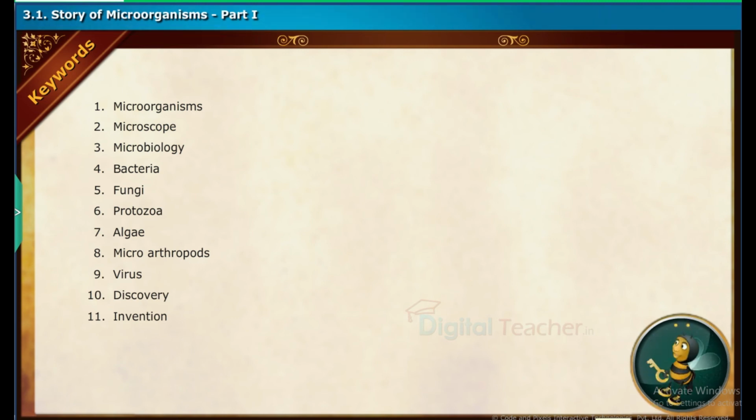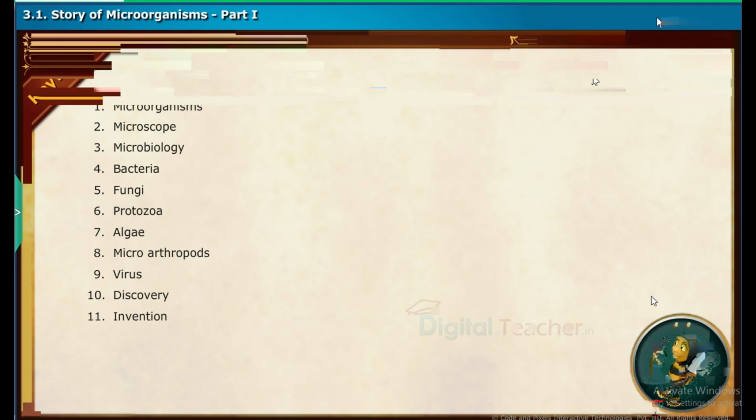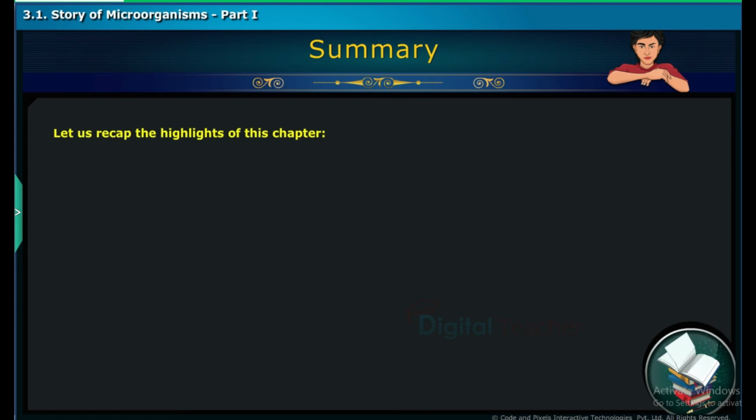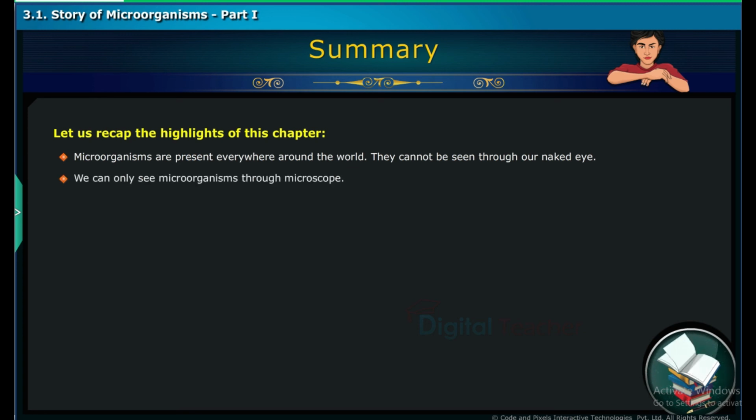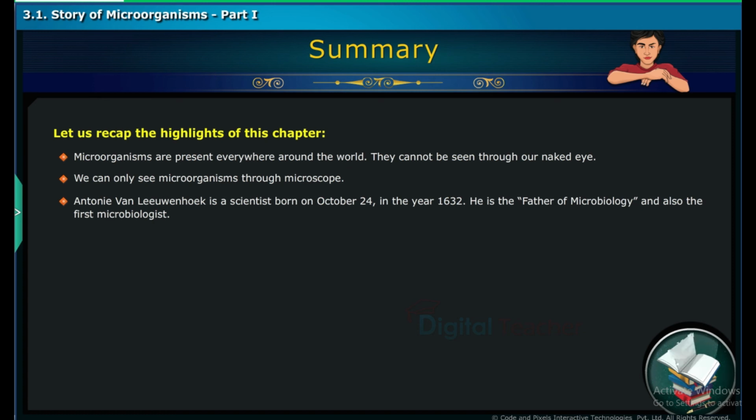Keywords. A list of keywords is shown on the screen. Summary. Let us recap the highlights of this chapter. Microorganisms are present everywhere around the world. They cannot be seen through our naked eye. We can only see microorganisms through a microscope. Antony van Leeuwenhoek is a scientist born on October 24th in the year 1632. He is the father of microbiology and also the first microbiologist.